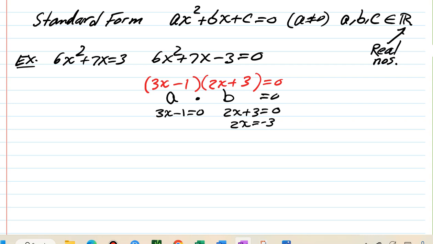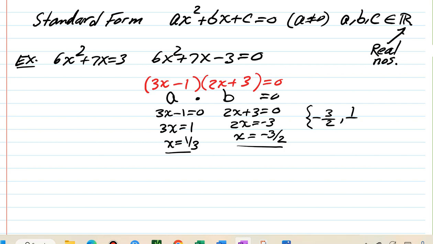Subtract 3, divide by 2, and we pick up a solution here. Add 1, divide by 3 for the other one, and we pick up another solution. So there are 2 solutions in this equation, and here's a solution set made up of 2 numbers. So again, if we can factor, if the quadratic expression is factorable, that's my personal preferred method.